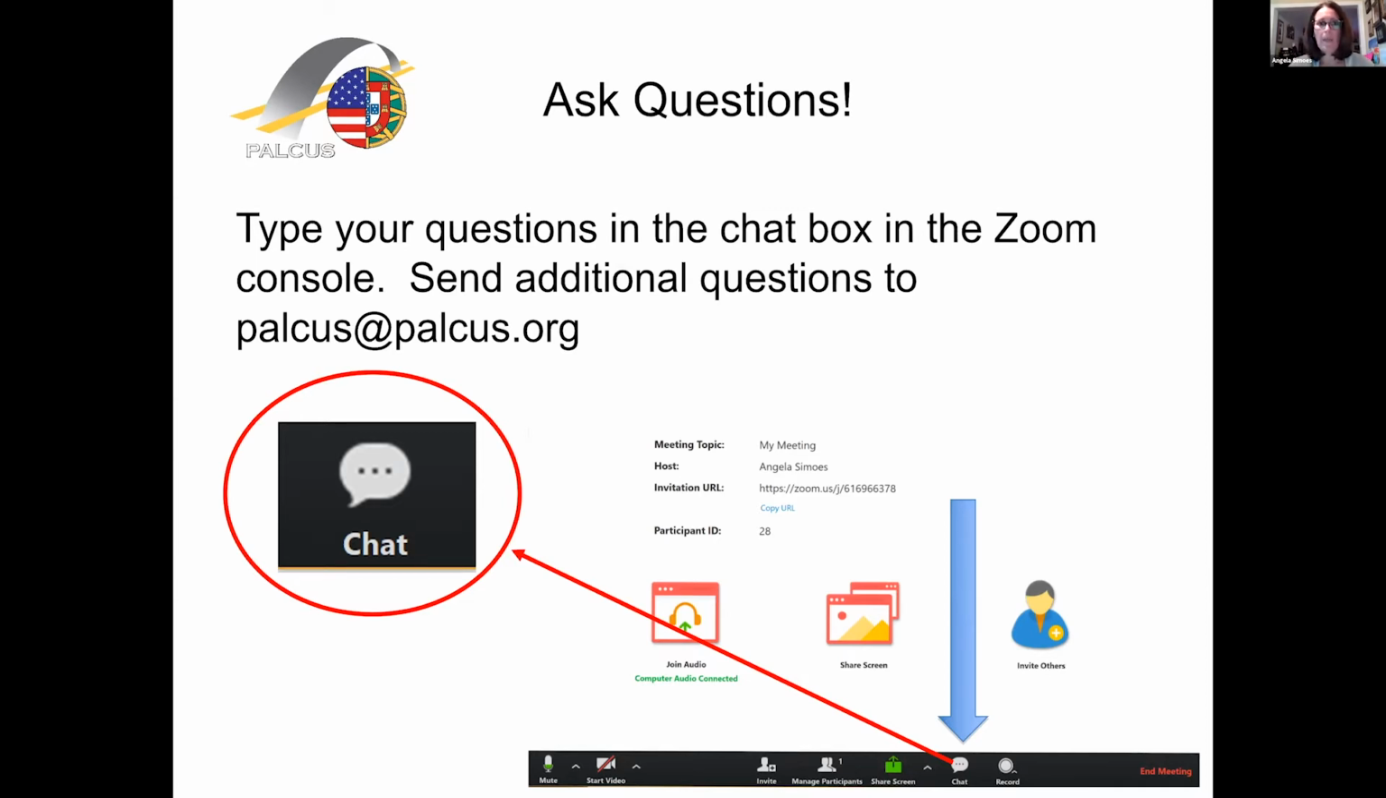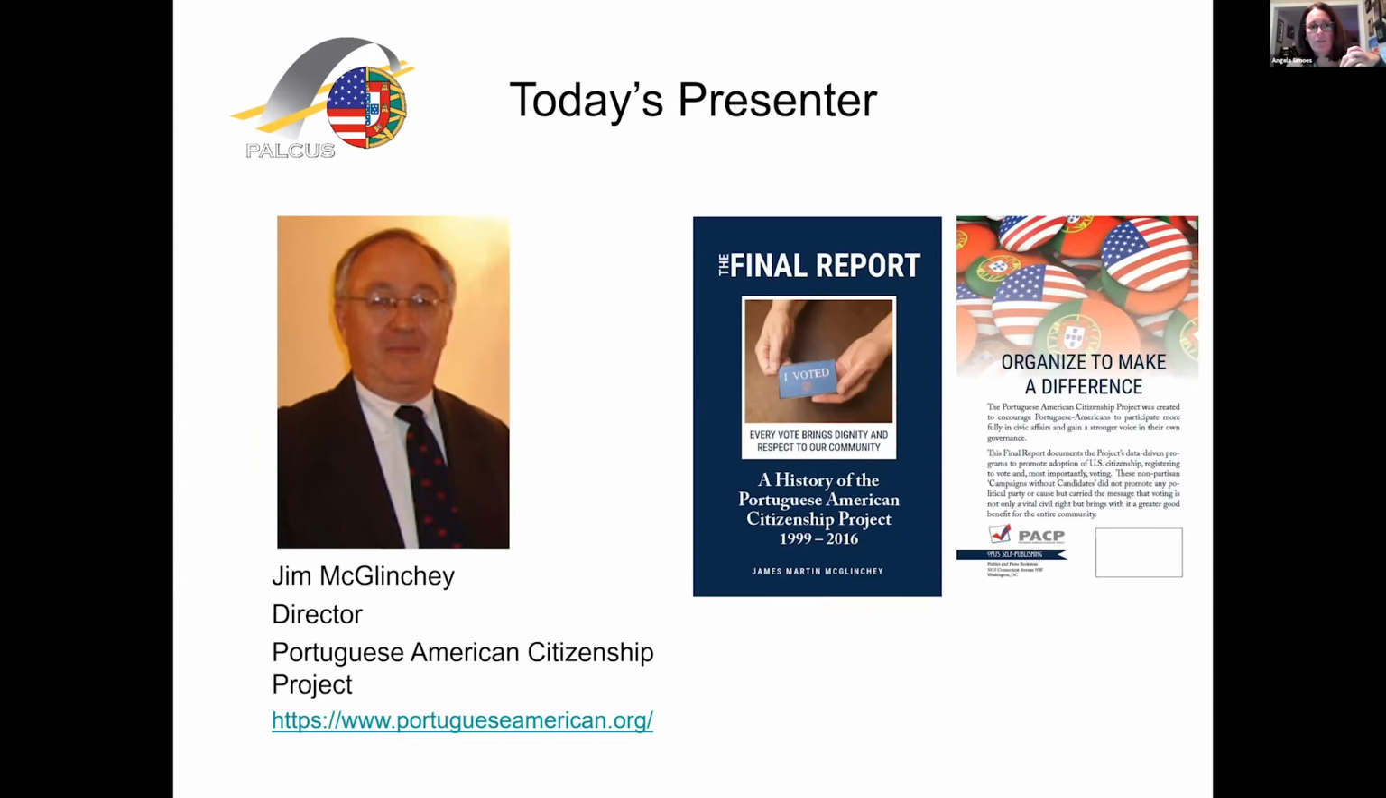And so today's presenter is Jim McGlinchey. He is a director with the Portuguese American Citizenship Project. That was a project that for over 10 years focused solely on getting Portuguese Americans to register to vote and to vote. They did lots of campaigns nationally, not just in one coast or the other. And they have published a final report of all the work that they've done, the data that they collected in this book. It's available now, correct, Jim?